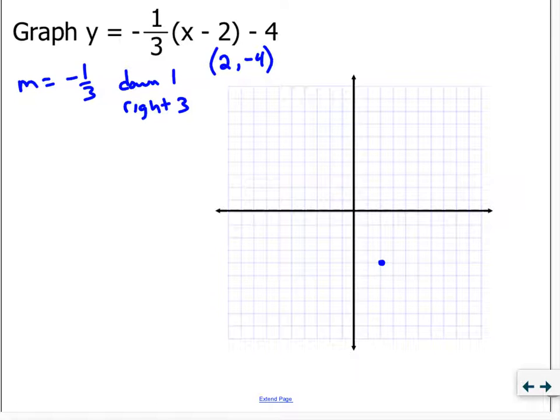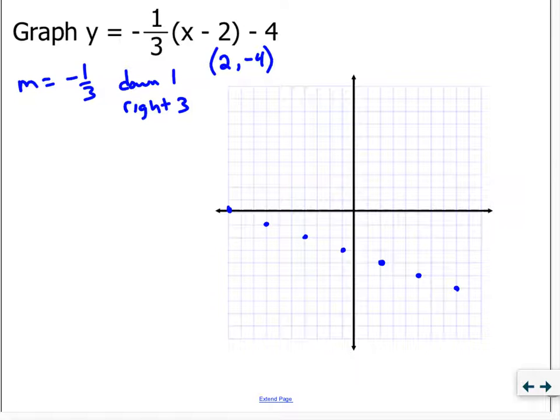And now I'm going to do my slope of -1/3. I'm going to go down 1, and to the right 3. Down 1, to the right 3. Let's go the other way. Let's go up 1, to the left 3. Up 1, to the left 3.